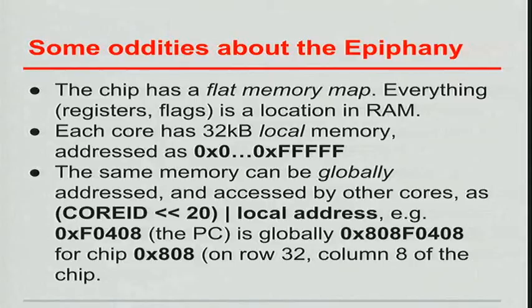So there's a flat memory map, which contains all of the memory for all of the cores and some special bit of memory which is called external memory, which is what the ARM chip can write to and from. And everything is a bit of memory in the Epiphany. So a register is just a location in memory. A flag is just a bit inside some location in memory.